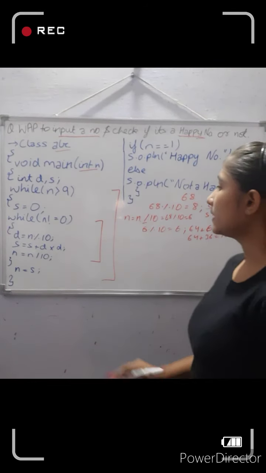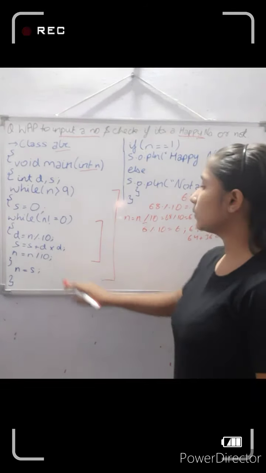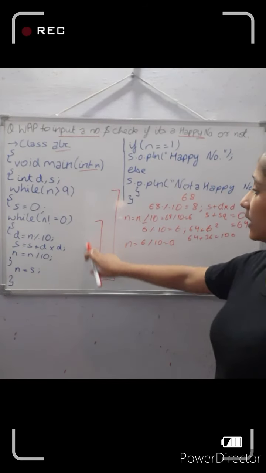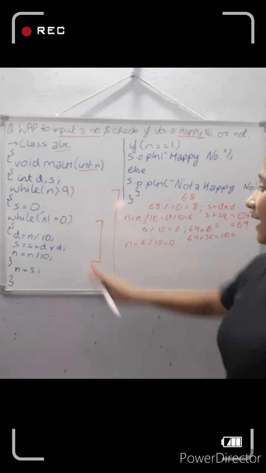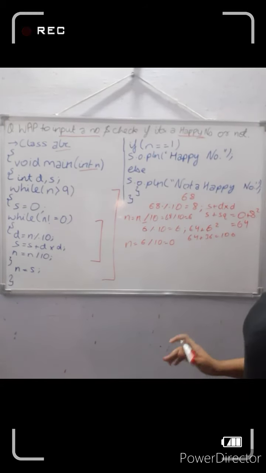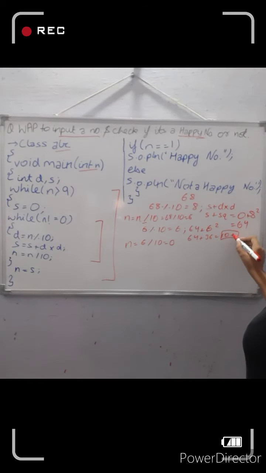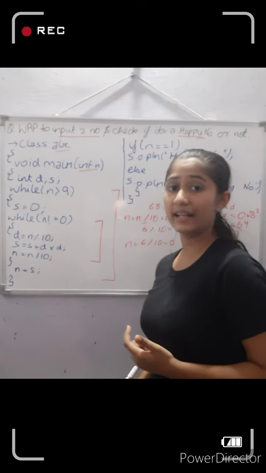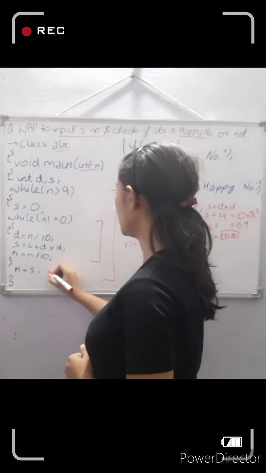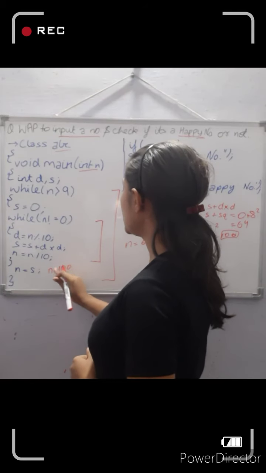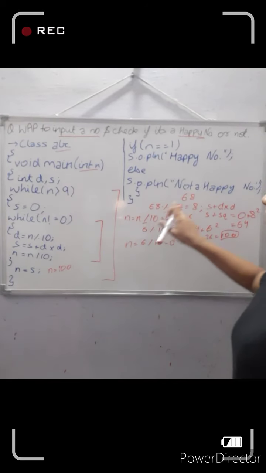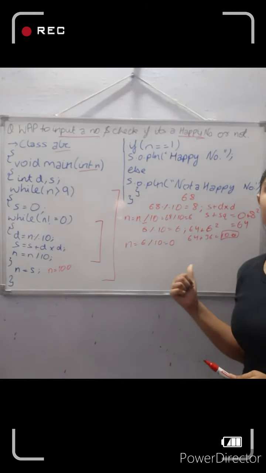Now what we are going to do is n is equal to n divided by 10. So n was number 6, divided by 10, we get the quotient 0. So now in this while loop, we have got the value that n is equal to 0. So we are going to stop this loop. So the final value of s is 100 over here. Now n is equal to s, that means the value of s is now taken into n. So n is equal to 100 now. This means that the final value of n after this particular while loop is 100. It is not the number entered, which was 68 in this case.